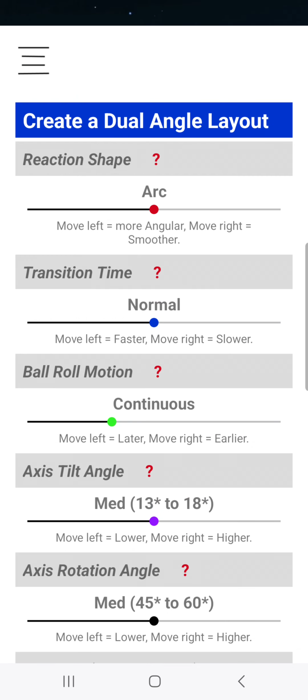So reset that. I want to create a new layout, and I've got some idea what I want the ball to do. So I have some options here. I can adjust the reaction shape. I can go smoother arc or smooth, or I can go all the way to angular. So let's just say, let's do an angular layout.